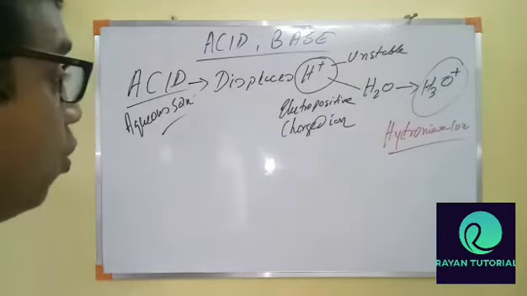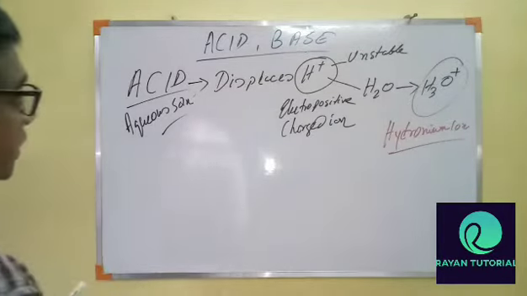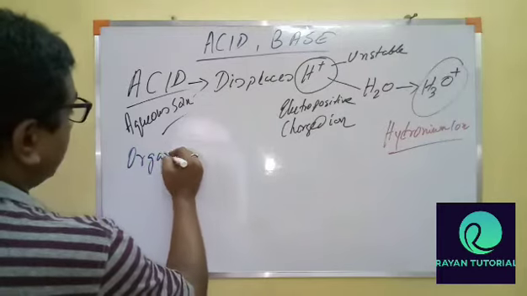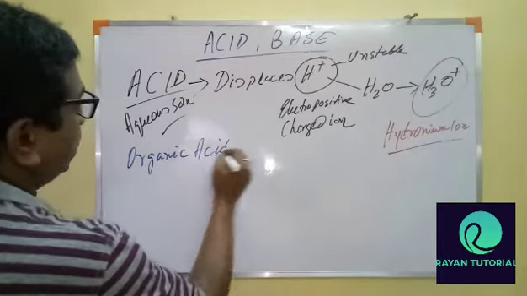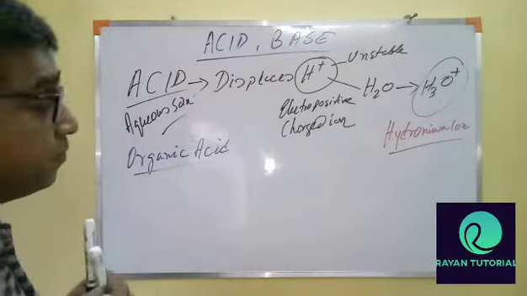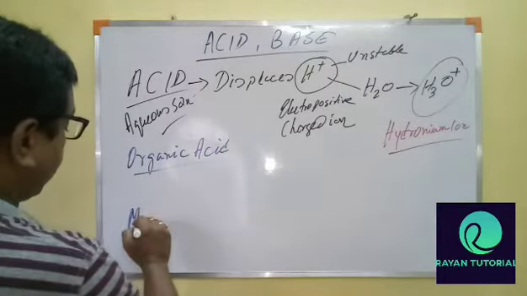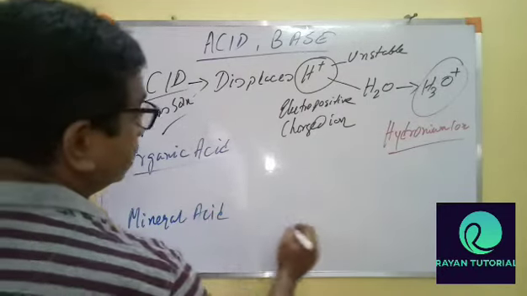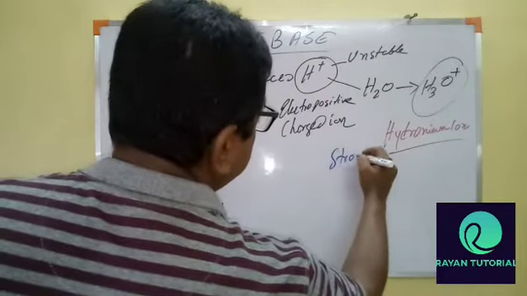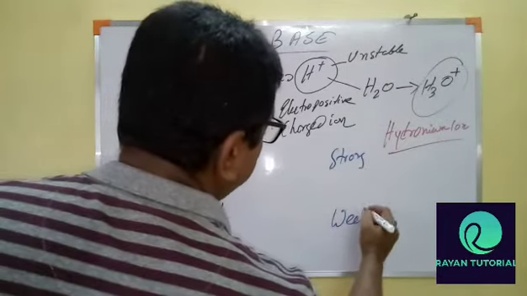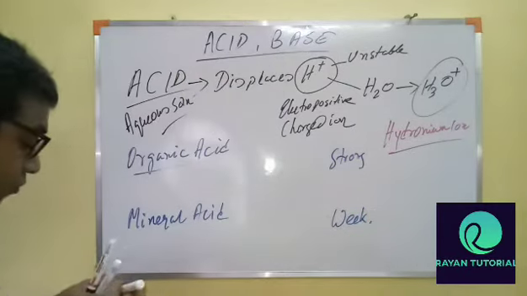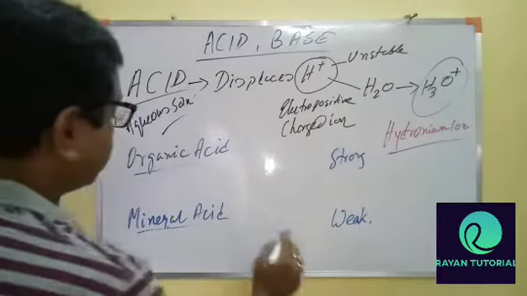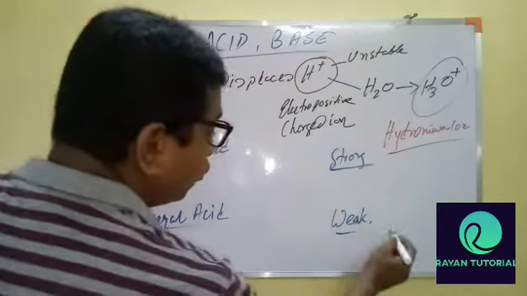Okay. Now, what are the different types of acids? We can get organic acid, mineral acid, strong acid, and weak acid. So organic acid, mineral acid, strong acid and weak acid.